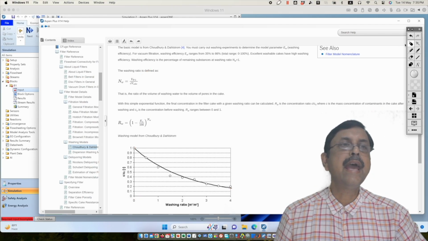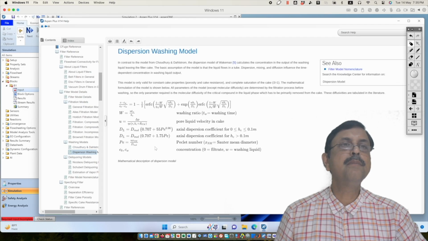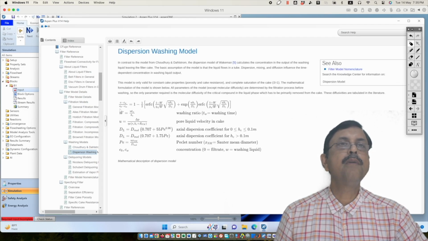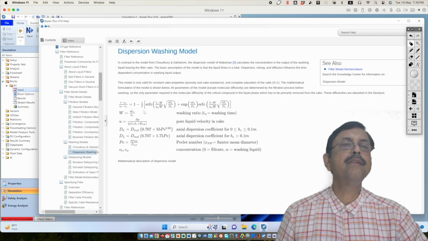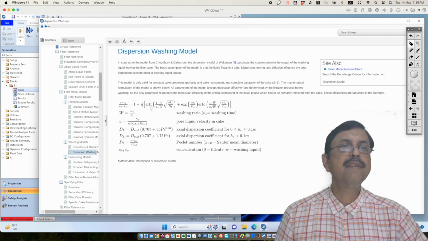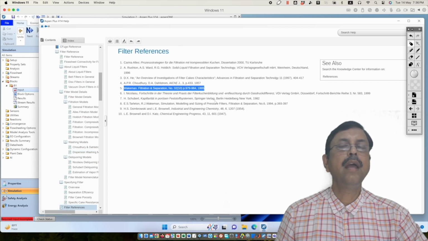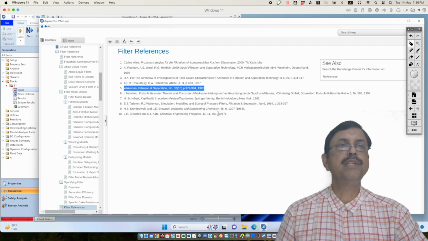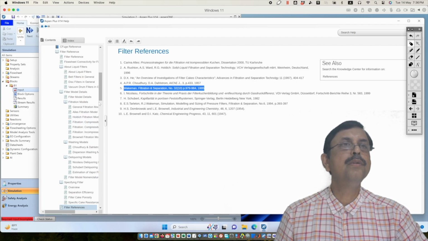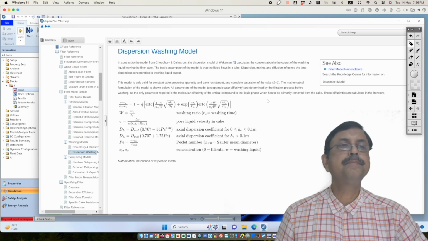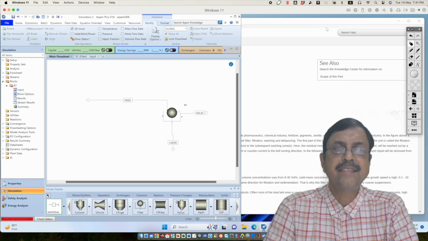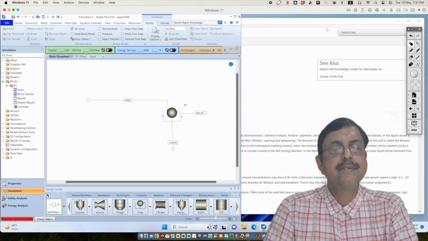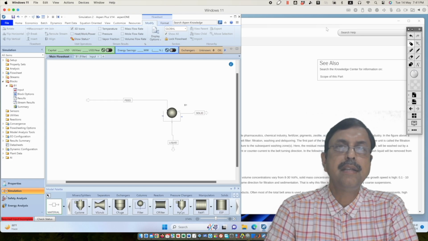Similarly, you have dispersion washing model. Here also you have C, and this model is a bit complicated because you have error function over here. If you're interested, you can go to this particular literature and you will find sufficient information about the dispersion washing model. Now let us solve an example problem to understand the principle of filters better.